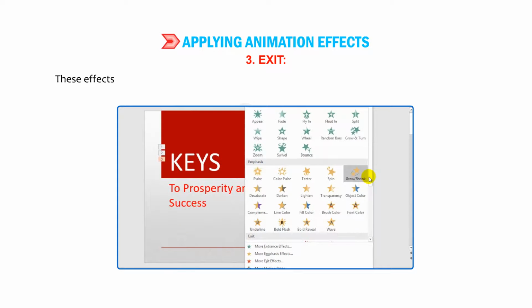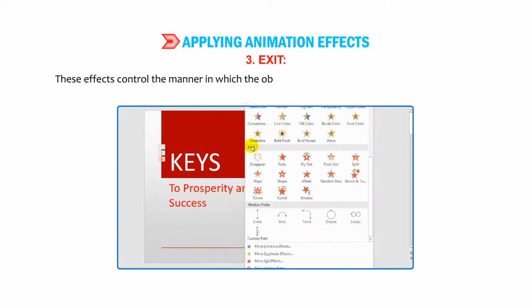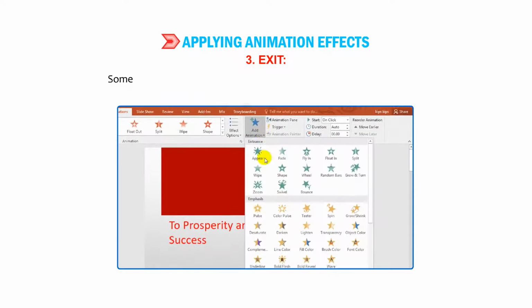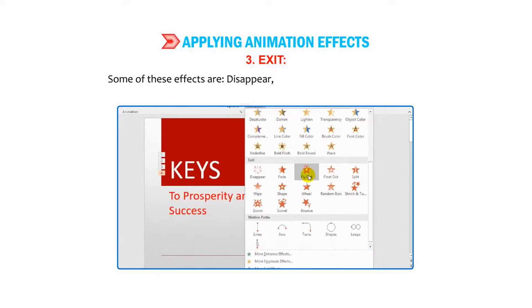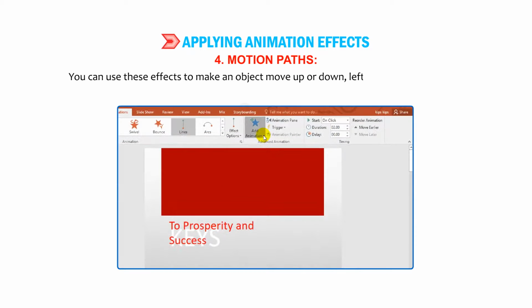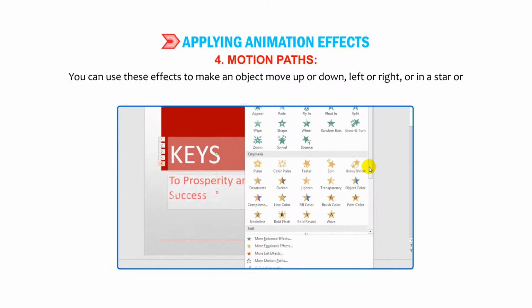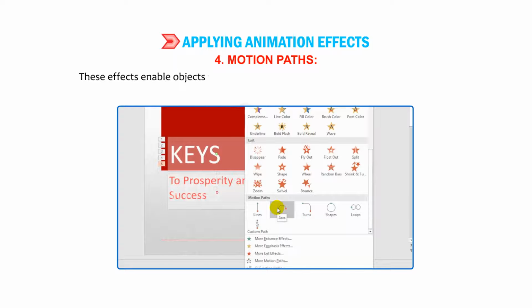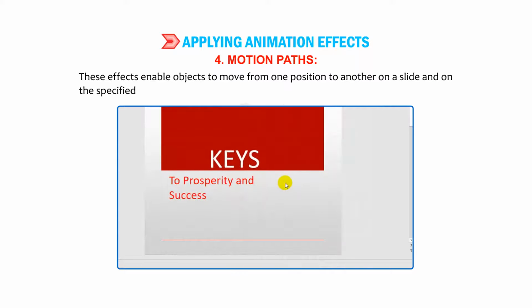Exit. These effects control the manner in which the object exits from the slide during the slideshow. Some of these effects are disappear, fade, fly out, float out, split, etc. Motion paths. You can use these effects to make an object move up or down, left or right, or in a star or circular pattern, etc.